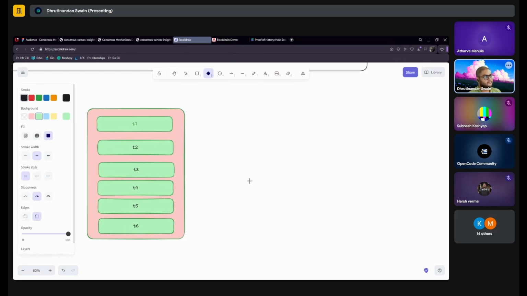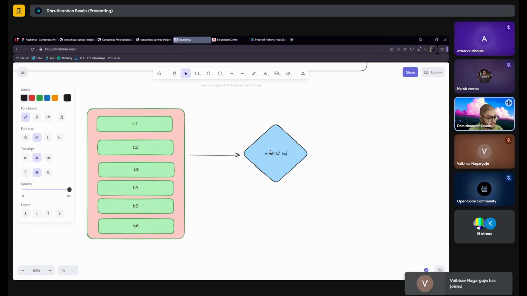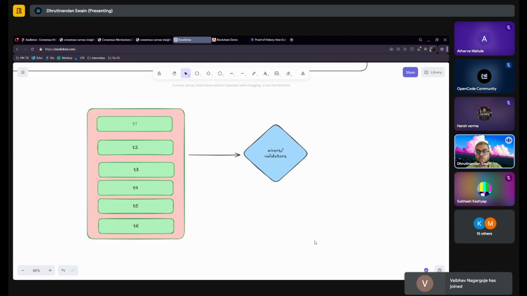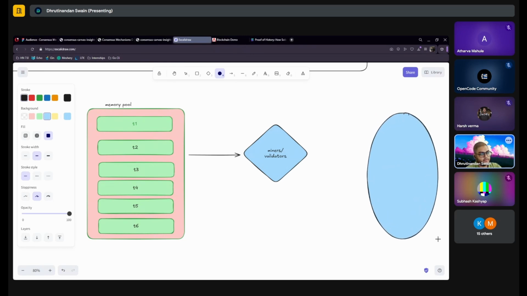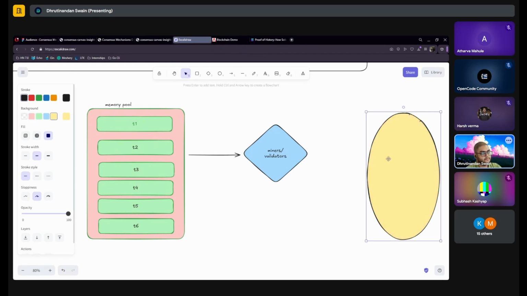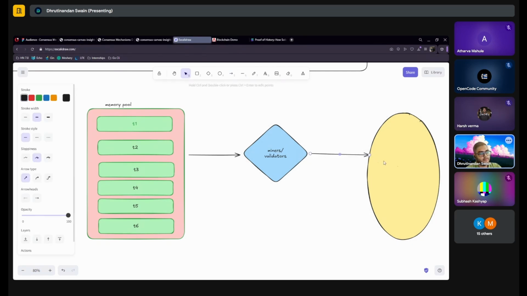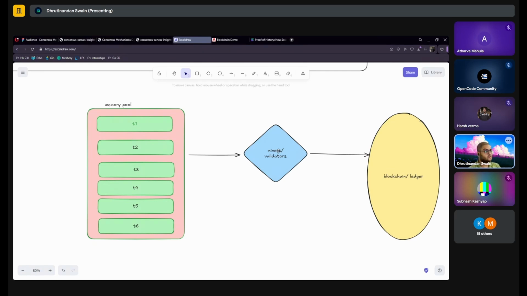So in the default system, we knew that miners or validators were able to choose the transaction from this memory pool and put it in the ledger system. This is the ledger, let us suppose, the blockchain ledger. So miners and the validators had the power to choose the transaction depending upon the transaction fee they paid, transaction age, and transaction size to put it into the bundle, into the block, and put it into the blockchain.